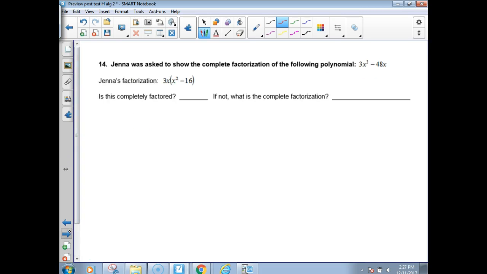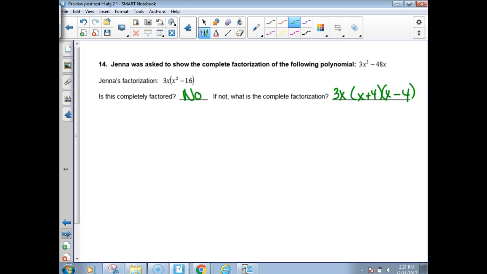All right, Jenna was asked to show the complete factorization of the following polynomial. Jenna's factorization, 3x times x squared minus 16. Is this completely factored? No. If not, what is the complete factorization? 3x times x minus 4, x plus 4, or x plus 4, x minus 4. It doesn't matter what order.